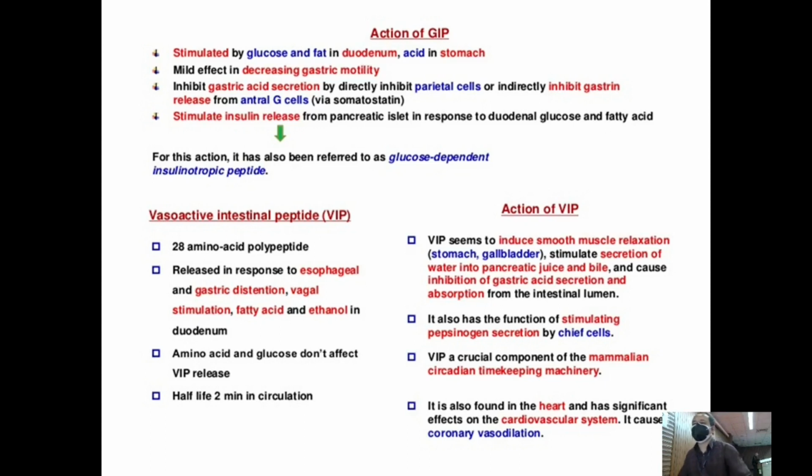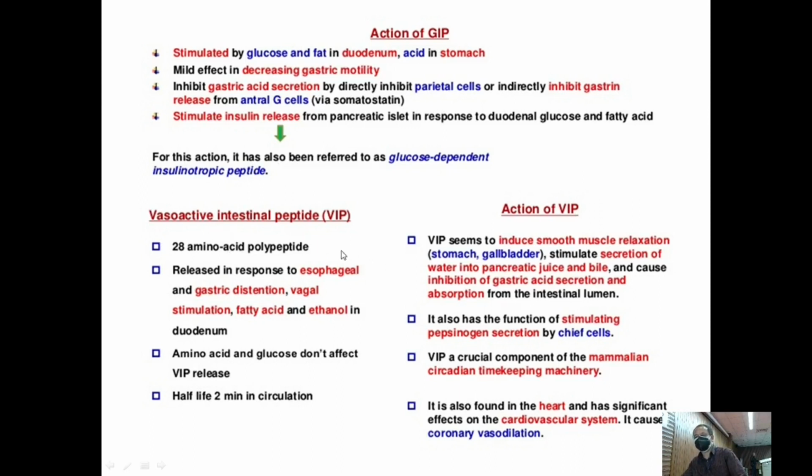Okay, so this is how inhibition of gastric acid secretion is conducted by the GIP. Then, as I've said, it stimulates insulin release from the beta cell. For this action, it is also called glucose-dependent insulinotropic peptide, or as I've said earlier, the incretin.